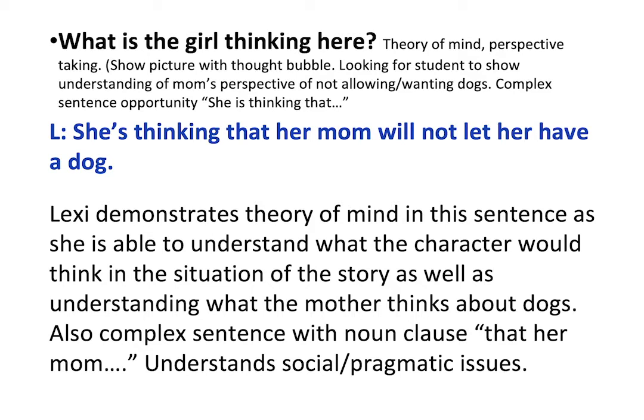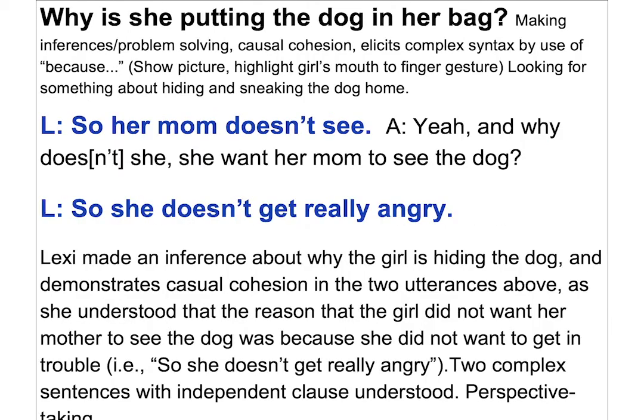Okay. She understands the social pragmatic issues. Her mom's not going to let her. And why is she putting the dog in her bag? So she knows about false beliefs, trying to make something secret. She doesn't want her mom to get angry, so she has nice causal cohesion. These are dependent clauses. So the question, why is she putting the dog in her bag? She says the inferred independent clauses. She is putting the dog in her bag so that her mom doesn't see her. She is putting the dog in the bag so that she doesn't get angry.